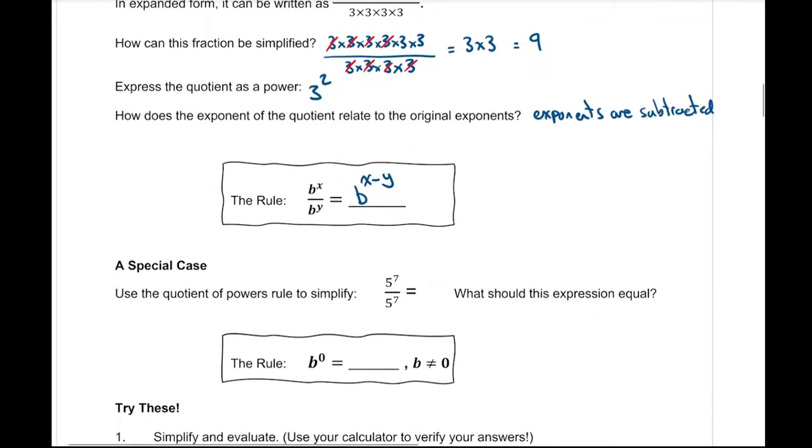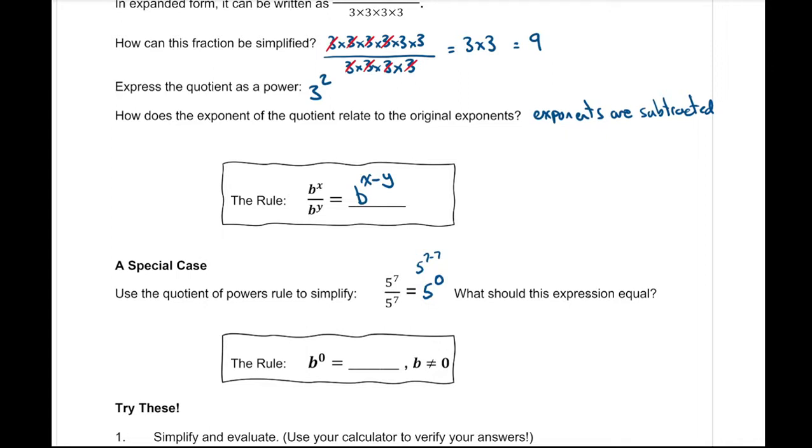And there is a special case when we're dealing with this quotient rule, which kind of gives us another rule. So if I use the quotient of the powers rule to simplify the following: 5 to the power of 7 divided by 5 to the power of 7, well, I get 5 to the power of 7 minus 7, which equals 5 to the power of 0.